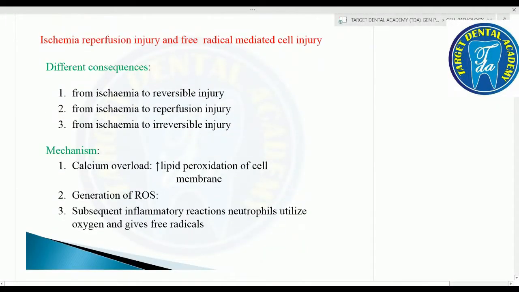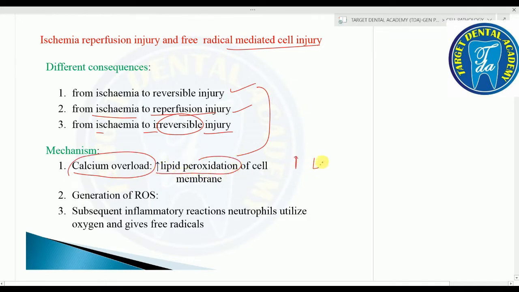After this, let's discuss ischemia reperfusion injury and free radical mediated cell injury. In this, there are different consequences: from ischemia to reversible injury, from ischemia to reperfusion injury, and from ischemia to irreversible injury. These are the three possible consequences. Coming on to the mechanism, when there is a calcium overload, it leads to increased lipid peroxidation of the cell membrane. When there is a generation of ROS and subsequently an inflammatory reaction, neutrophils utilize the oxygen and give free radicals.